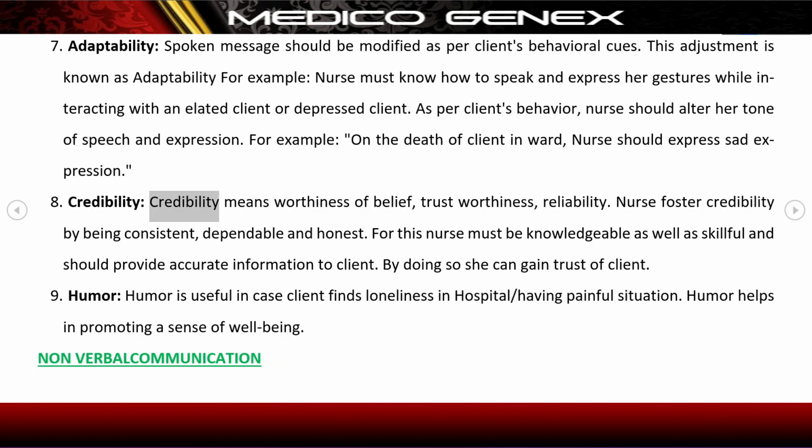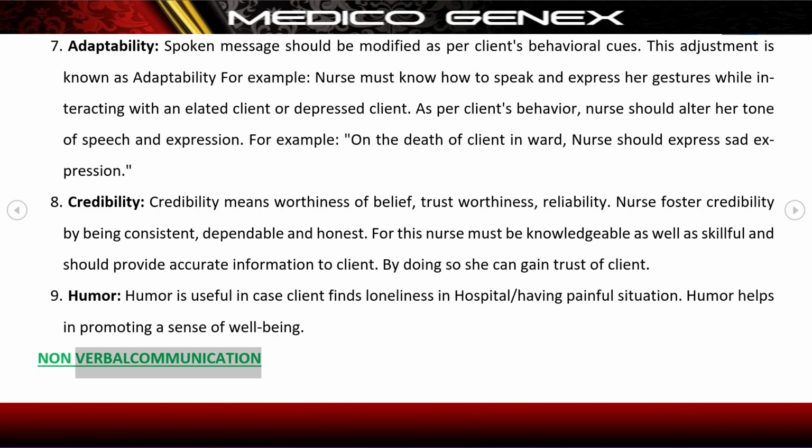Credibility. Credibility means worthiness of belief, trustworthiness, reliability. The nurse fosters credibility by being consistent, dependable, and honest. For this, the nurse must be knowledgeable as well as skillful and should provide accurate information to the client. By doing so, she can gain the trust of the client. Humor. Humor is useful in case the client finds loneliness in hospital or is in a painful situation. Humor helps in promoting a sense of well-being.